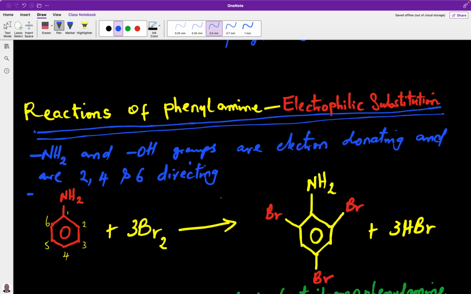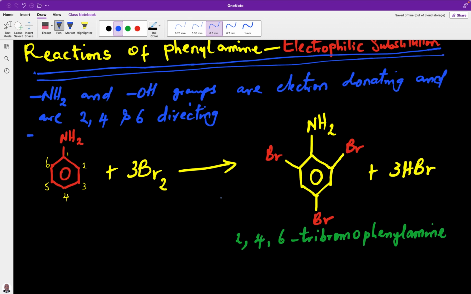For the purpose of revision, the amino group and the OH group are electron donating, and they are also 2, 4, and 6 directing. For that purpose, phenylamine is going to be 2, 4, 6 directing. Since it is electron donating, it is going to increase the density of electrons on the benzene ring, so the ring is subject to electrophilic attack. Reaction with bromine is going to be 2, 4, and 6 directing, leading to 2, 4, 6 tribromophenylamine.